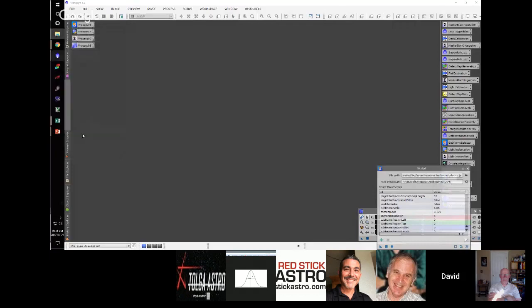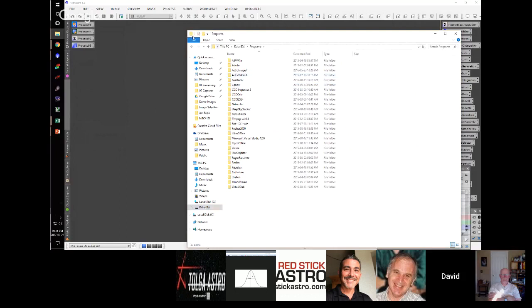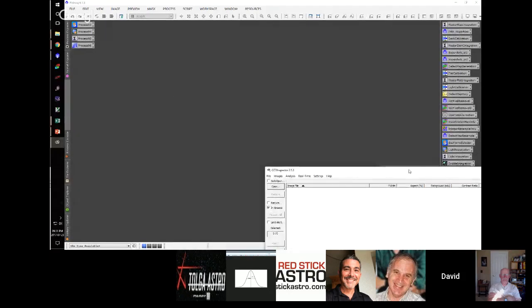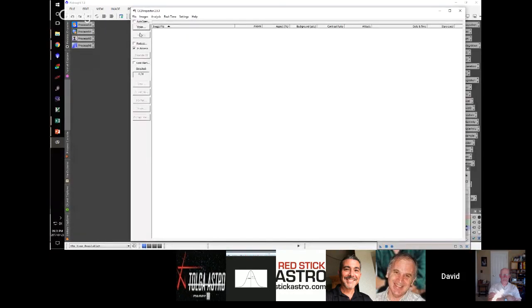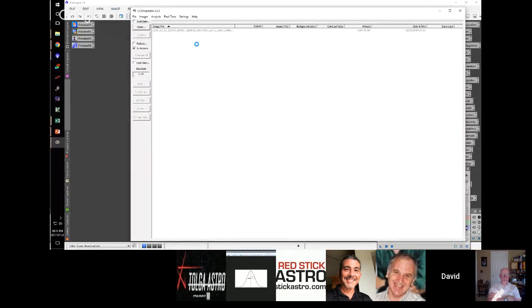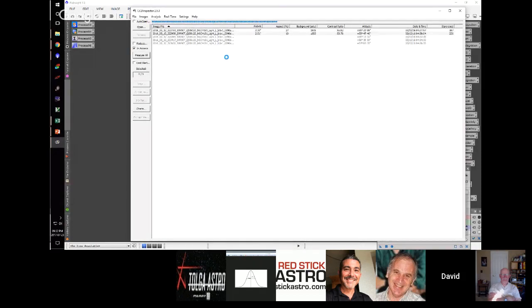CCD Inspector works very similarly. Bring that up. You just add some frames in, and then click measure all, and it goes through. I'll just click on a few here. I have a default image scale in here. I'll just use that. It's actually not correct for this particular equipment, but that's okay.